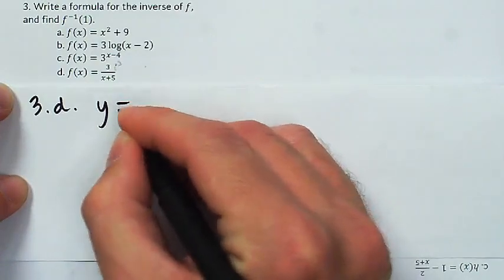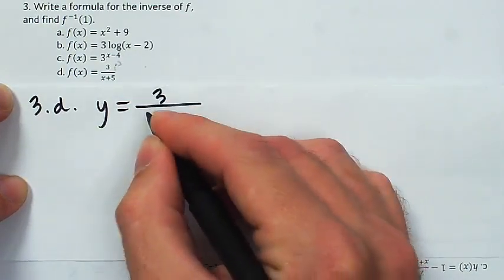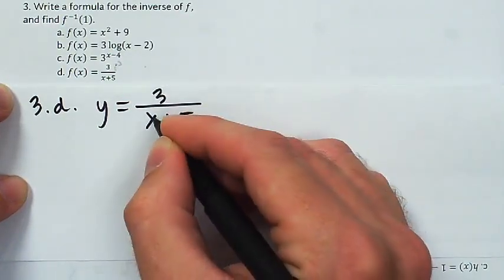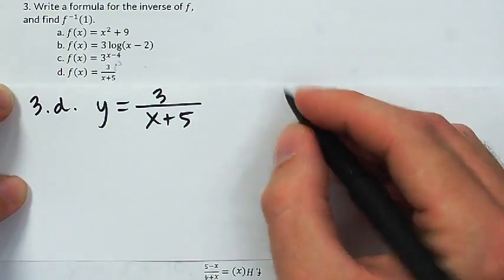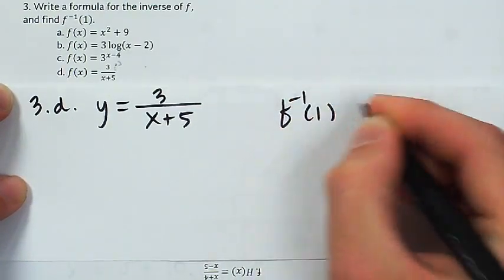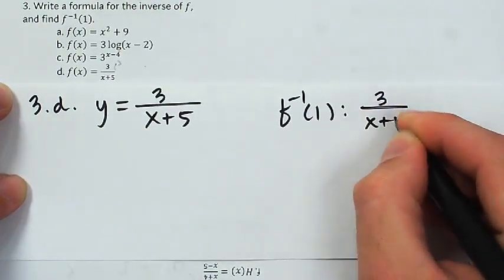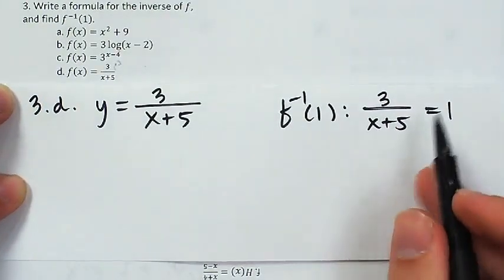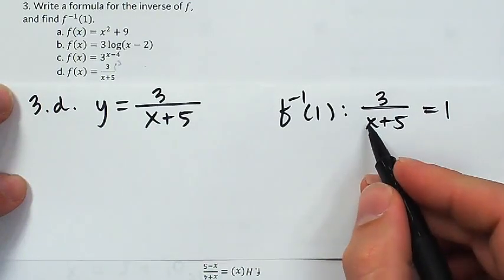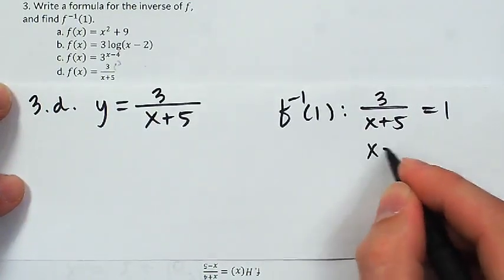So if I've got y equals 3 over x plus 5, I think that f inverse of 1 is going to be another one that we can solve with our eyes. I'm going to say 3 over x plus 5 equals 1. Okay, we know that 3 over 3 equals 1, so x needs to equal -2.